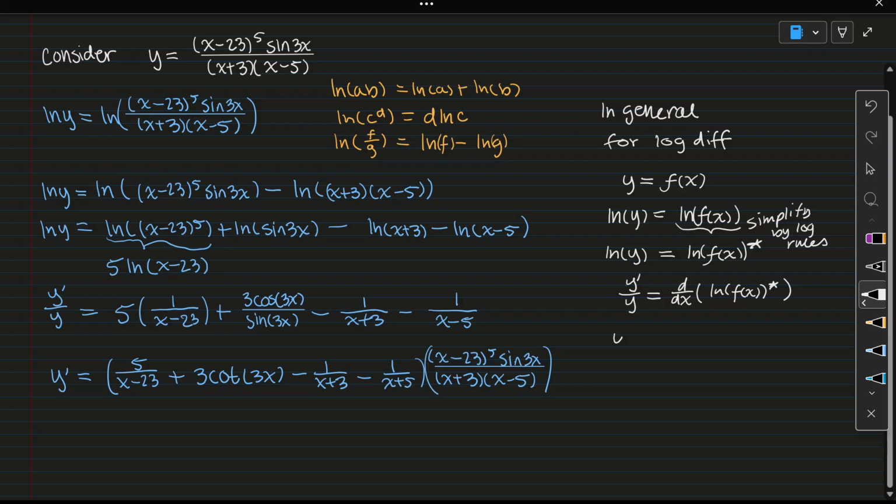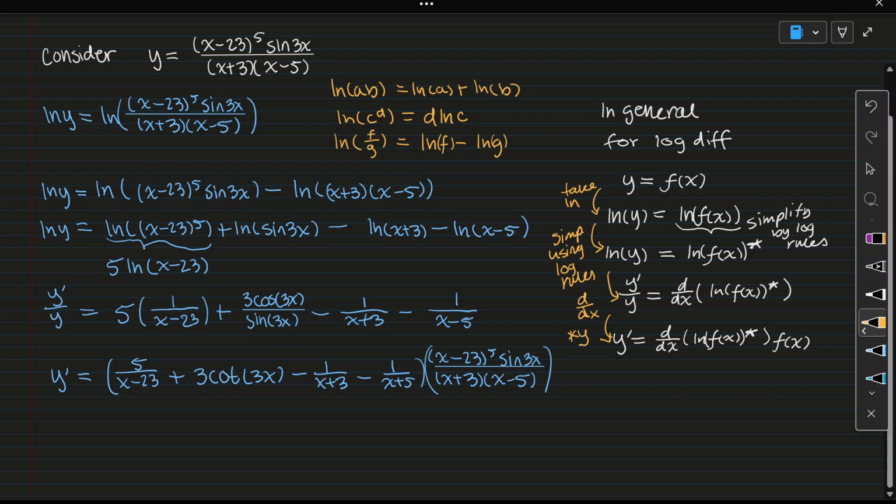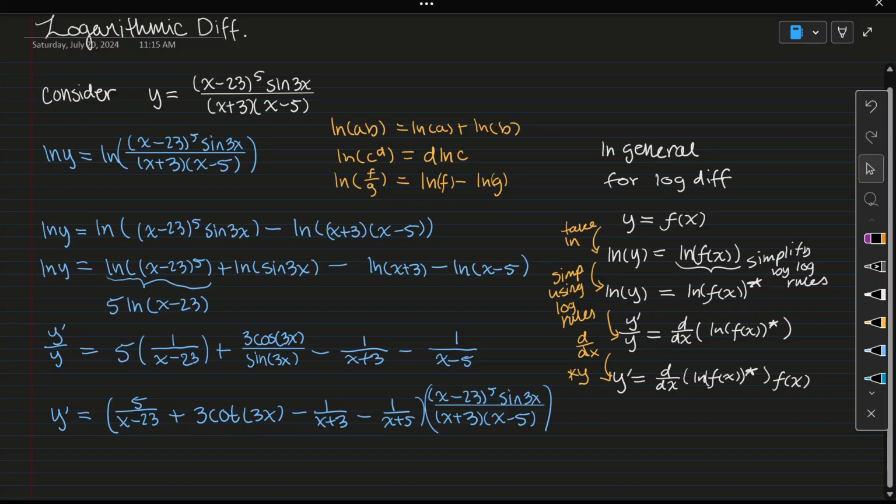And then I just multiply both sides by y, and I get y prime, which is the derivative of our simplified version of ln of f of x, multiplied by what our original y was, which is f of x. So these are our general steps, right? We take ln, we simplify using log rules, then we differentiate, and then we multiply by y, and then we're done. So that's what logarithmic differentiation is useful for and how to apply it. Thanks.